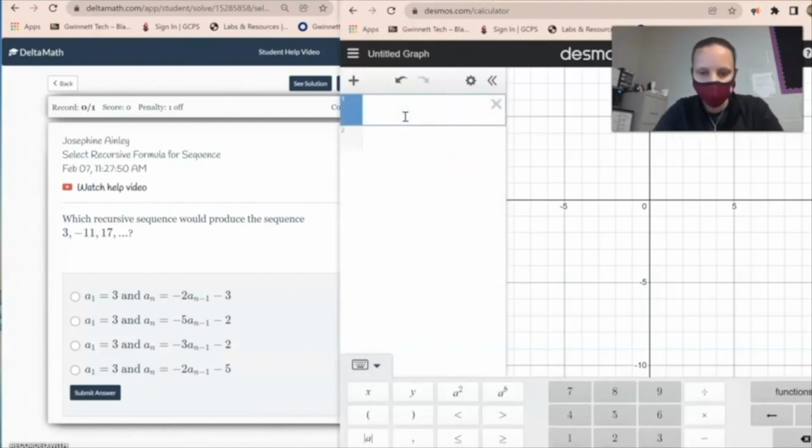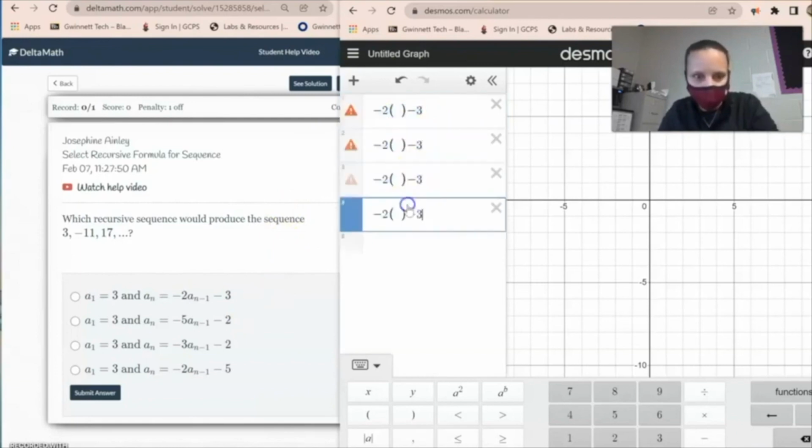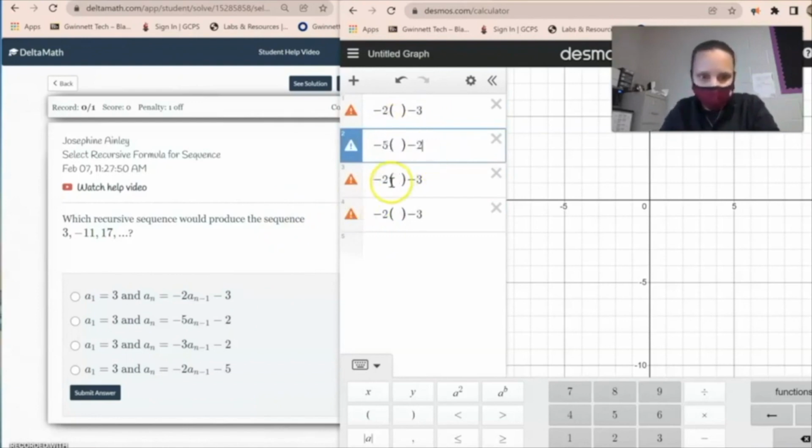So I'll put that in the calculator. I have a negative 2, and I'll do the same thing for all of them. Negative 2, and I'll leave this part blank because that's where my substitution goes, and then 3. I'm going to do it 4 times and then change it. The second one is negative 5, and then minus 2. The third one is negative 3, minus 2.